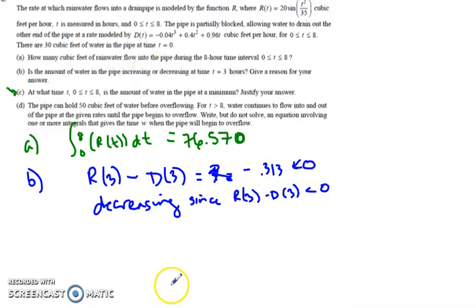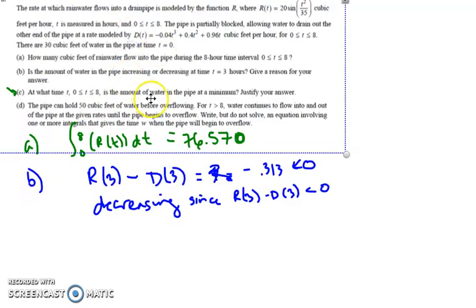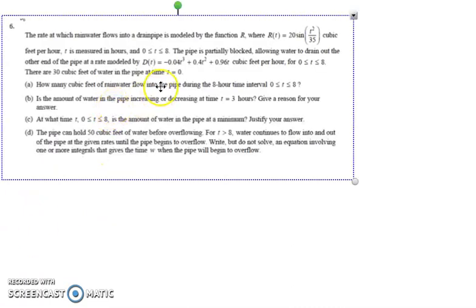Okay, part C, this is the one that's going to take all of our time. So I'm going to go ahead and add another page, and we'll go ahead and copy this problem to the next page so that I have lots of space to work on part C. Part C says, at what time on the closed interval from 0 to 8 is the amount of water in a pipe at a minimum?